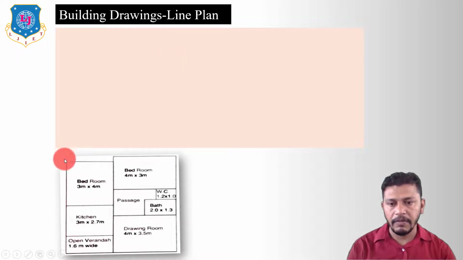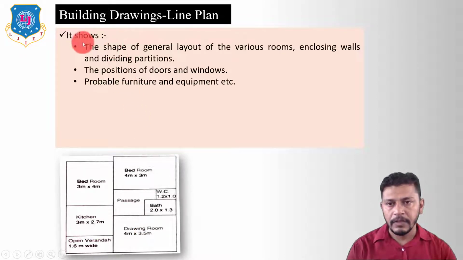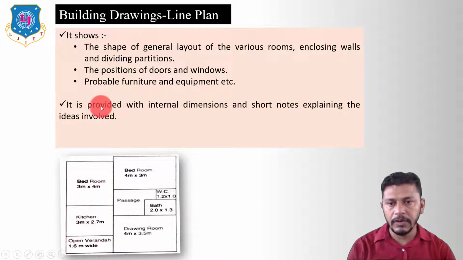Okay, so here we have shown the basic line plan of a simple 2 BHK residential building. So what does a line plan show? It shows the shape and general layout of various rooms, enclosing walls and dividing partitions, the position of the doors and windows, probable furniture and equipment, etc. It is provided with internal dimensions and short notes explaining the ideas involved.